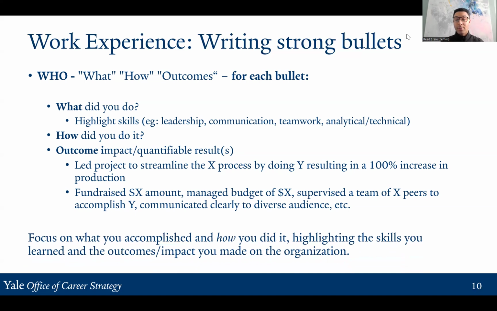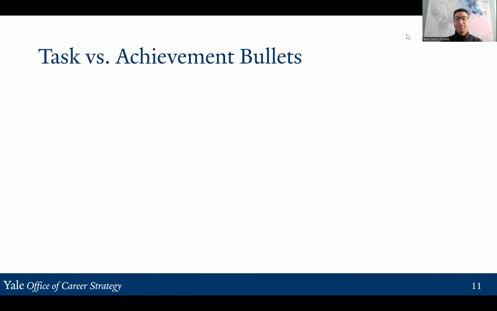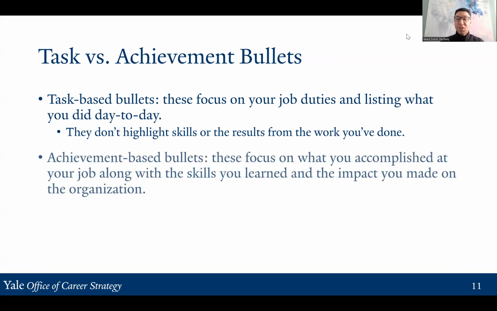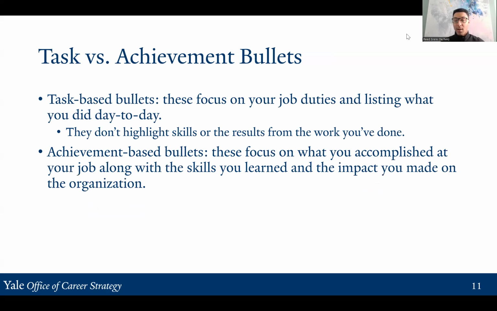You want to focus on what you accomplished, how you did it, highlight the skills used, skills learned, and impact. A good way to think of this as well is task-based bullet points versus achievement-based bullet points. Task-based bullets focus on a list of job duties, what you did day to day. They don't necessarily highlight skills or results. Achievement-based bullet points focus on what you accomplished, along with skills learned and the impact you made on the organization.